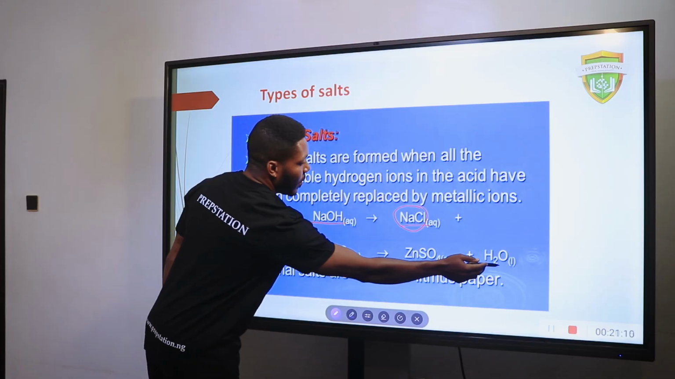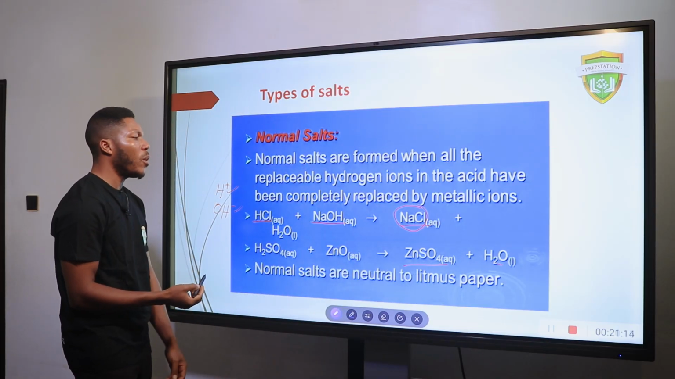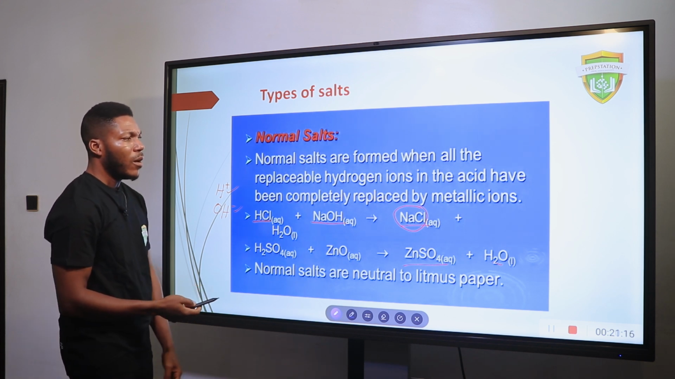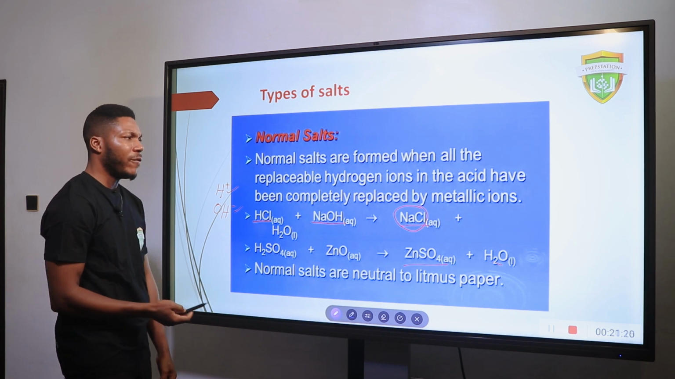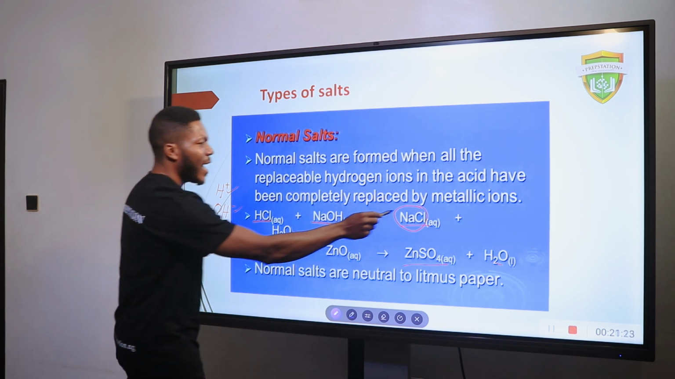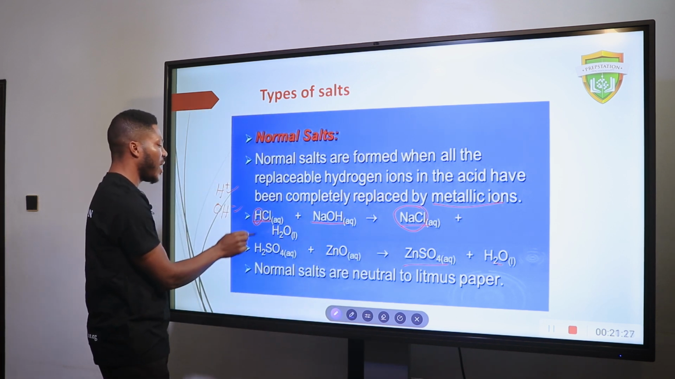And water is given as a byproduct. So how is it formed? When there is a complete replacement, all right, by metallic ions or ammonium ions from the acid. That means that the metallic acid replaces all the H plus present in the acid.